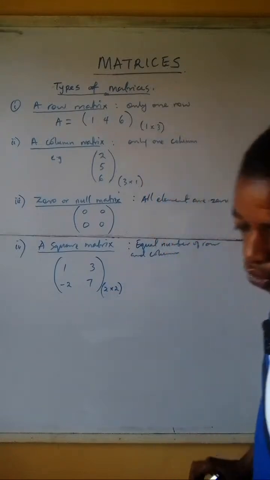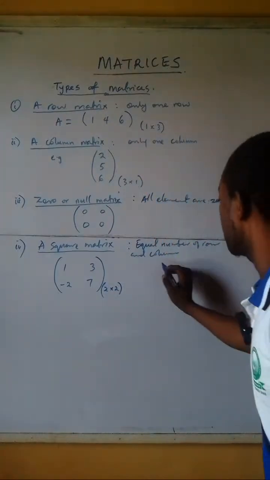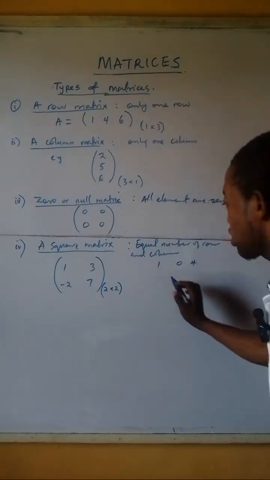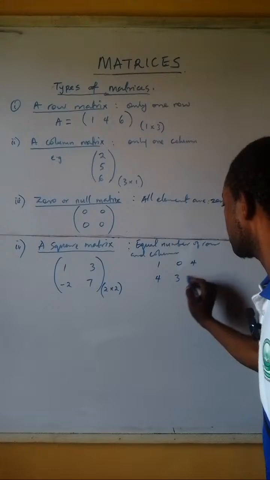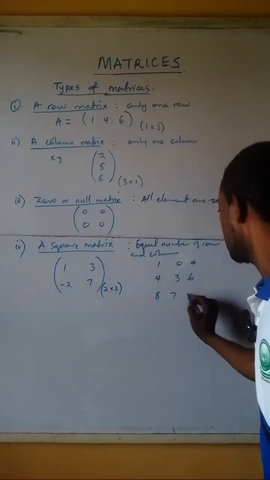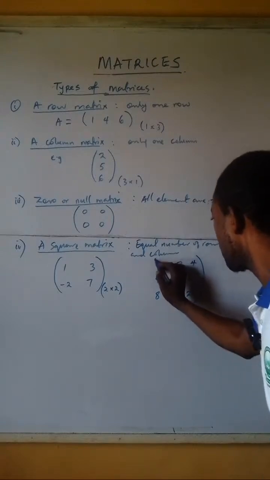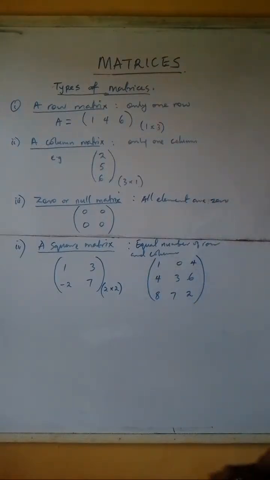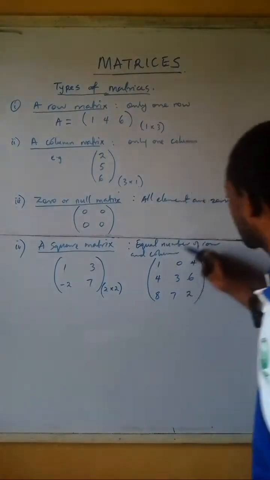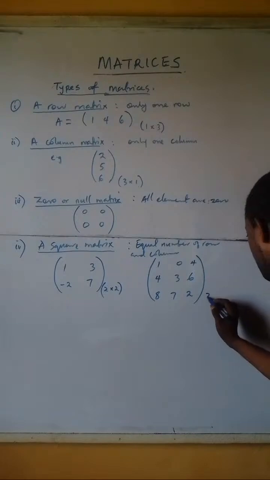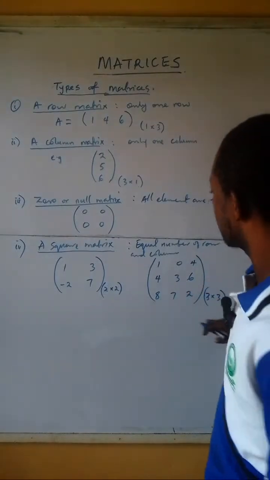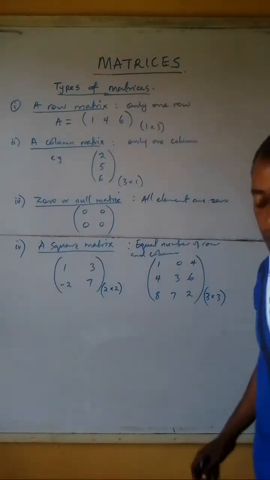Or we might have also 3 by 3. We have 1, 0, 4, 4, 3, 6, then 8, 7, 2. So here as well, we have an equal number of rows and columns. That is, we have 3 rows here, and we also have 3 columns. So this is a 3 by 3 matrix. So these two types of matrix are called square matrix.